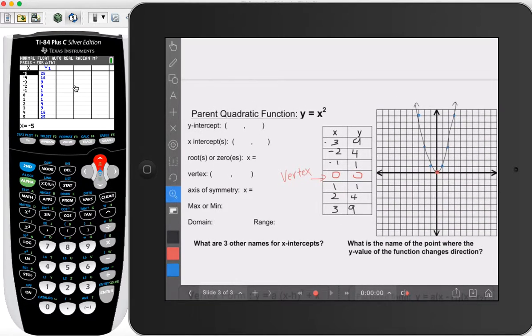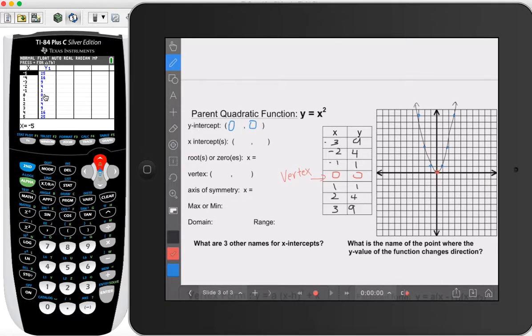The y-intercept is the point where x is 0. I can look at the table and see that when x equals 0, y equals 0. So that's my y-intercept. Or I can look at the graph and ask myself, where did the graph touch the y-axis? The graph touched the y-axis at 0, 0, so that's my y-intercept.